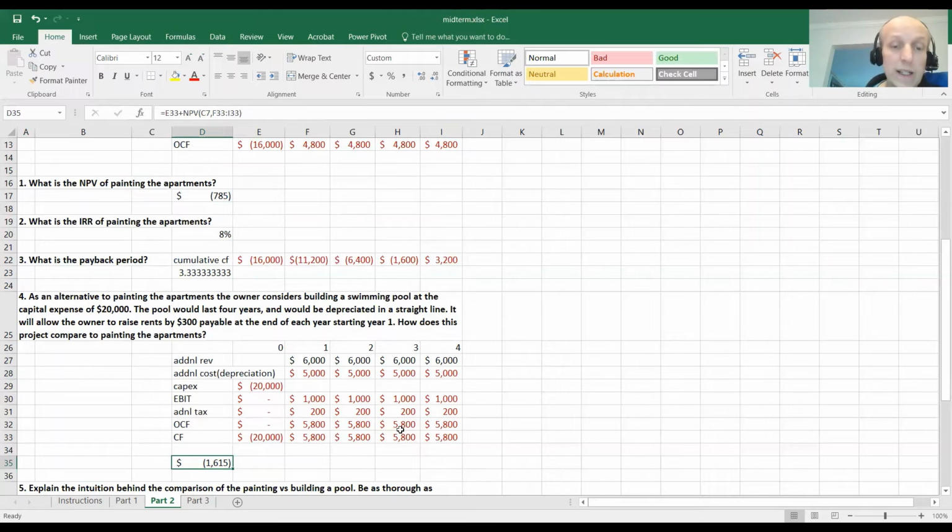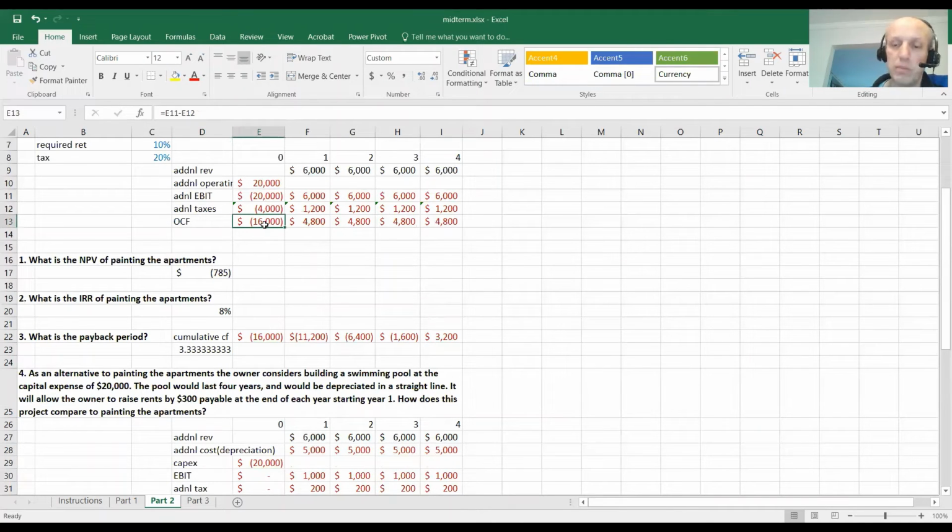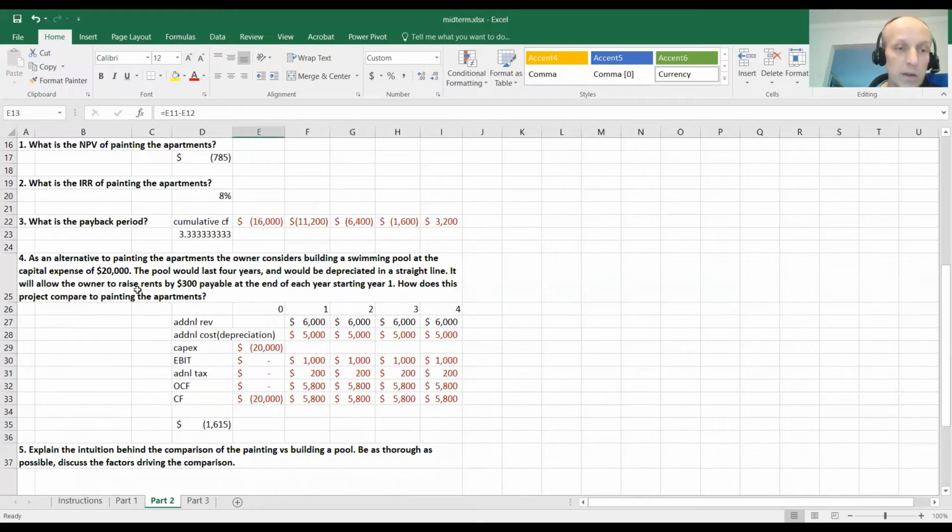So because in the painting of the apartment, although we get less money down in the future, we pay less money right up front. And making the pool, building the pool, we pay a lot of money right from the start and then reap the benefits only later. So the NPV and really the comparison is driven by how much we discount the future.